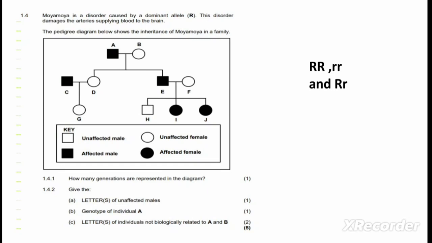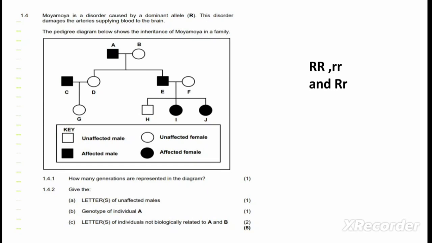And then another genotype that we can have is capital letter R and small letter r. But you know that capital letter RR and capital letter R, small letter r, those people will have the same phenotype. Why? Because the one that is in heterozygous condition, which is capital letter R and small letter r, the small letter r is overridden by the dominant R.